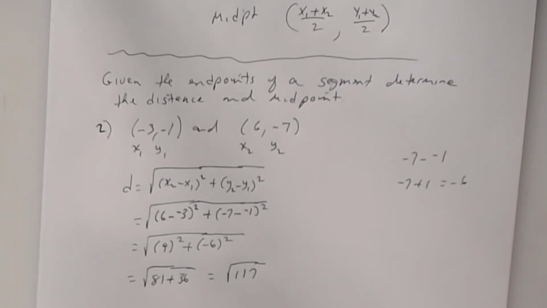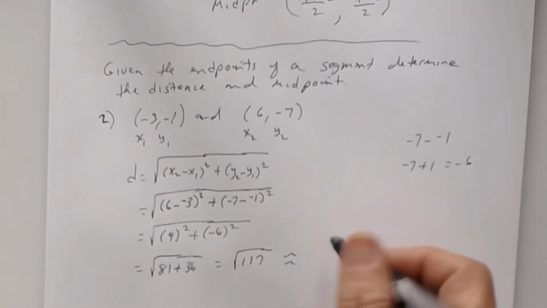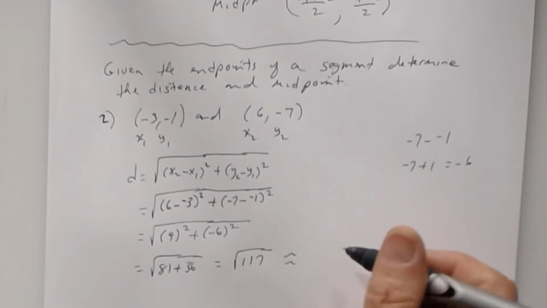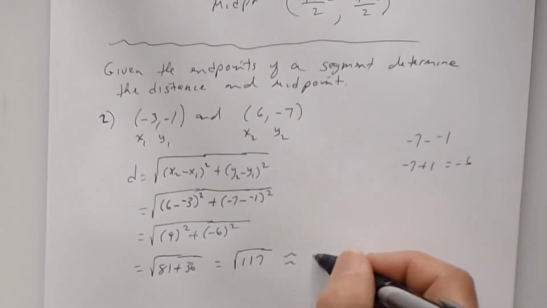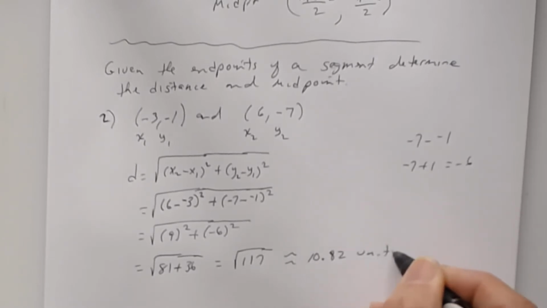All right. Now, let's approximate it to the nearest hundredth. To the nearest hundredth, make sure you now use your calculator. The square root of 117 is 10.82, units, whatever the units may be.